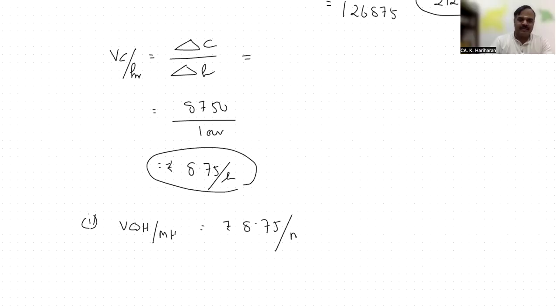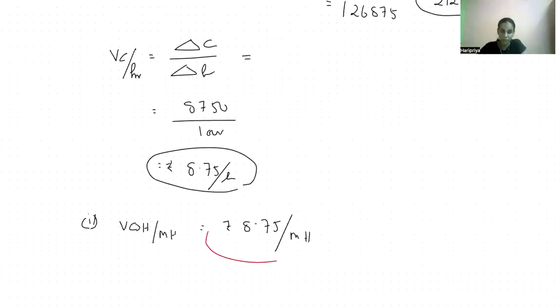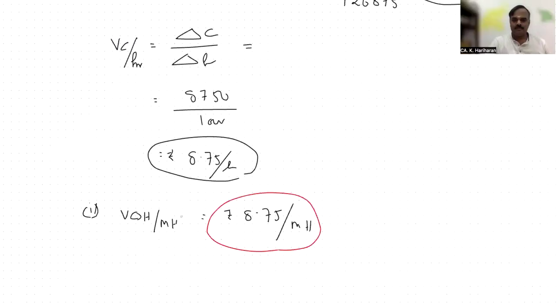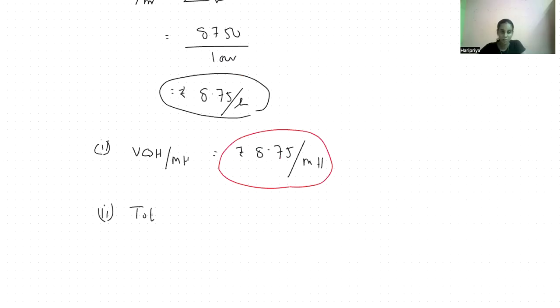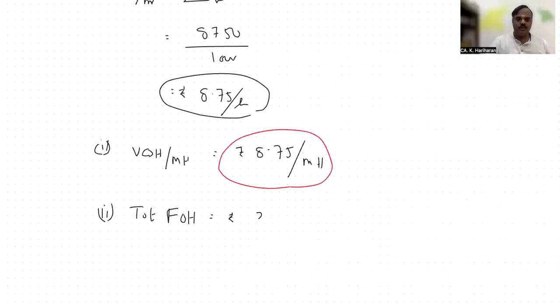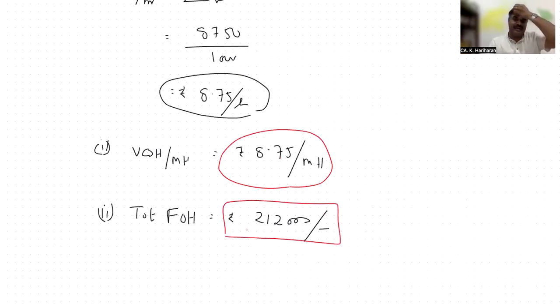Second requirement, what is the second requirement, my dears? Total fixed overheads. Already we got it, right or not? Yes, sir. Total fixed overhead is equal to rupees 2,12,000 for this particular period. Any difficulty in the second requirement?